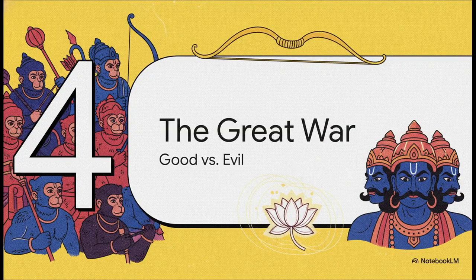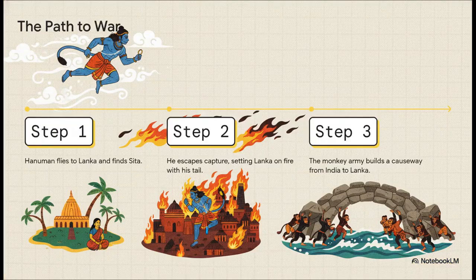Okay, so with a new army and a clear target, the stage is set for one of the most famous showdowns in all of literature, the Great War to rescue Sita. The whole thing unfolds in this series of just incredible events. First, Hanuman, whose father is the wind god, leaps across the entire ocean to Lanka. He finds Sita and tells her help is on the way. He gets captured, but makes this amazing escape by setting the whole capital city on fire with his tail.